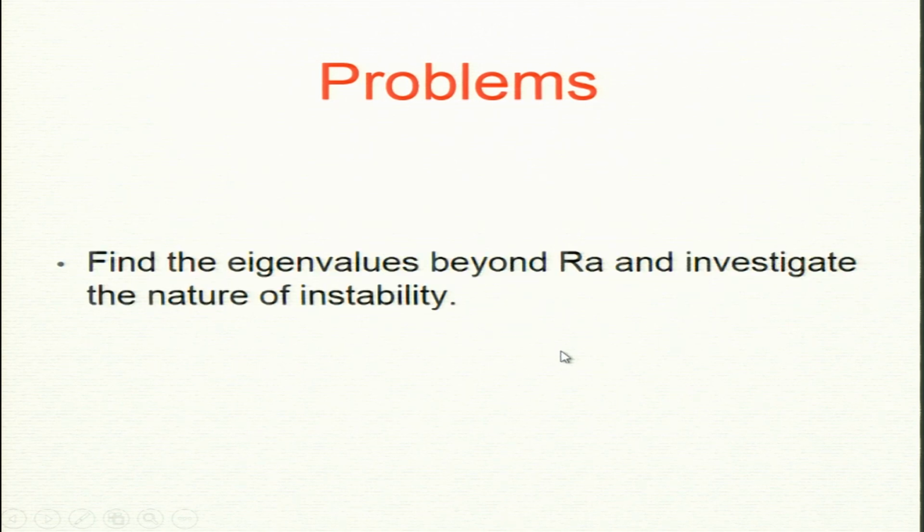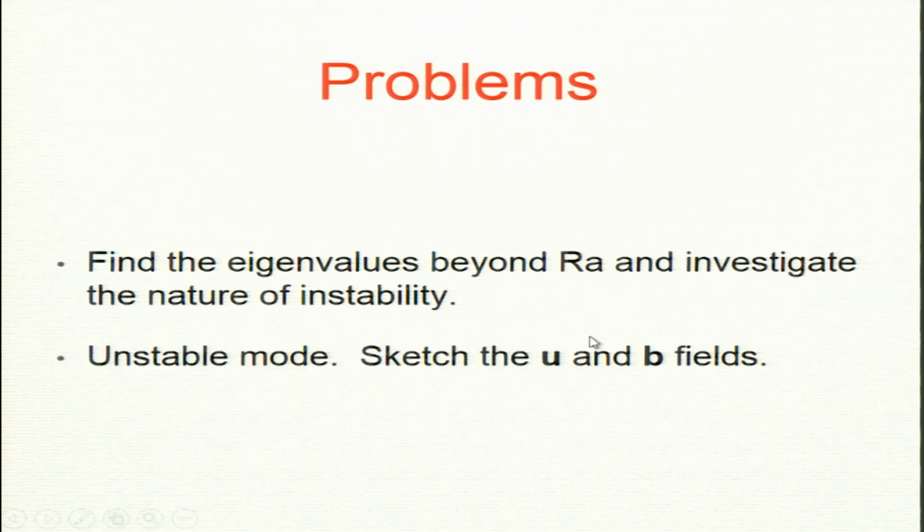The problem would be to find the eigenvalues beyond the critical Rayleigh number. Just go from the critical Rayleigh number slightly above, and see whether they are complex or real. So, this is what I want you to do: for an unstable mode, sketch how U and B look.